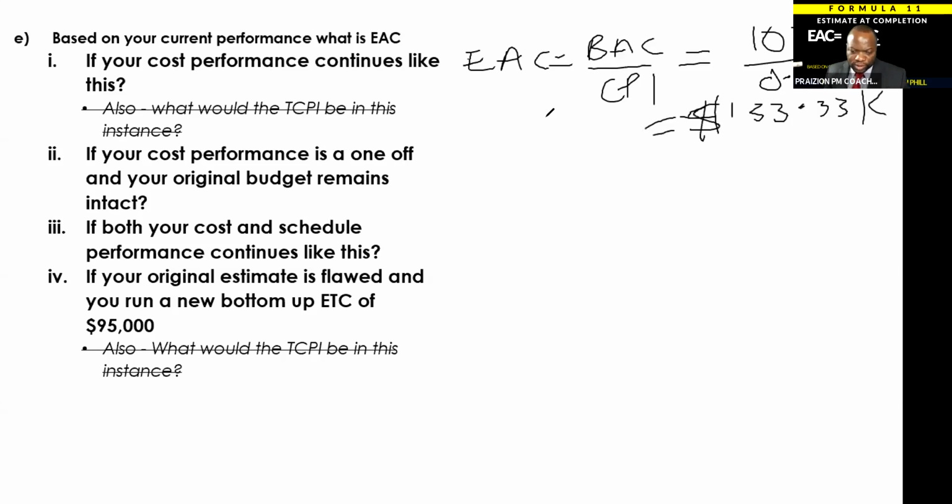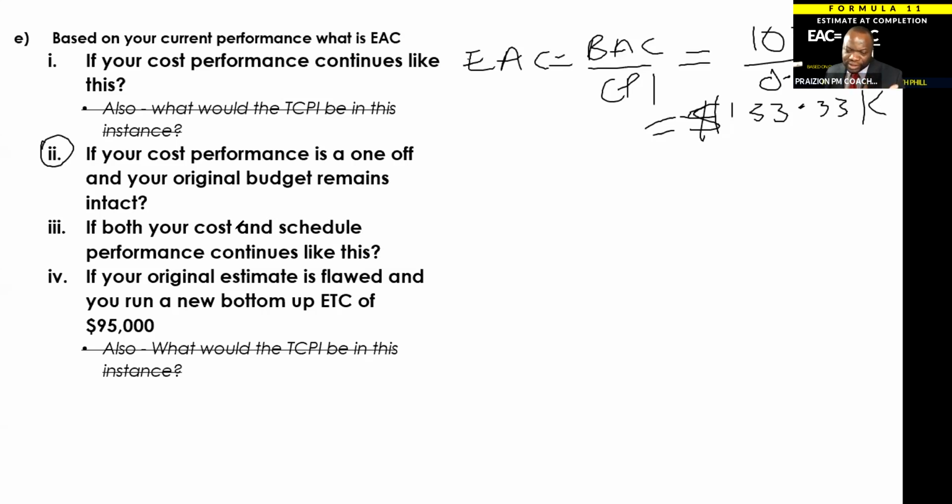Second one: if your cost performance is a one-off and your original budget remains intact, what formula would you use? Number two. Which formula did you guys use? Let me give you a reminder. A one-off means it's not going to happen again. It's language used quite a lot in American corporate: oh, that's a one-off, it means it's not going to happen.